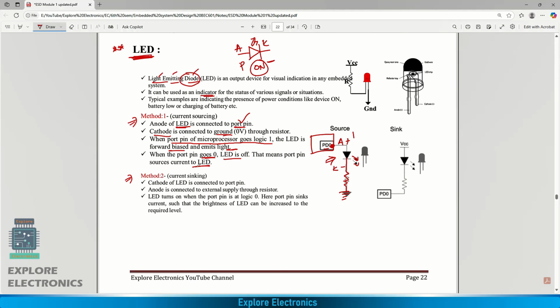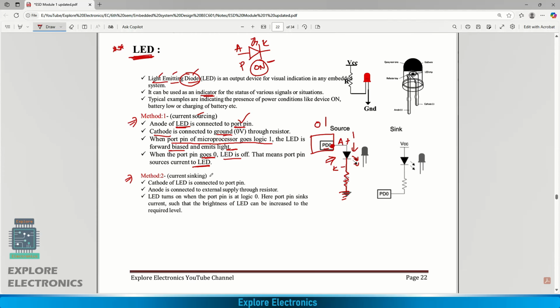It means the source current will be 0. Current sourcing means providing the current to the LED, right? This is the general kind of thing. When we give 0, the LED is off. When we give 1, the LED will be on.